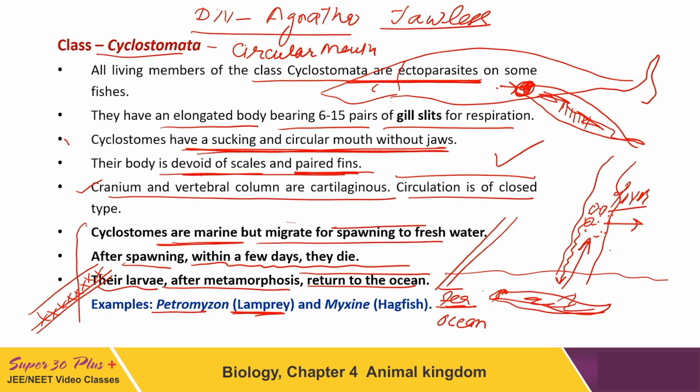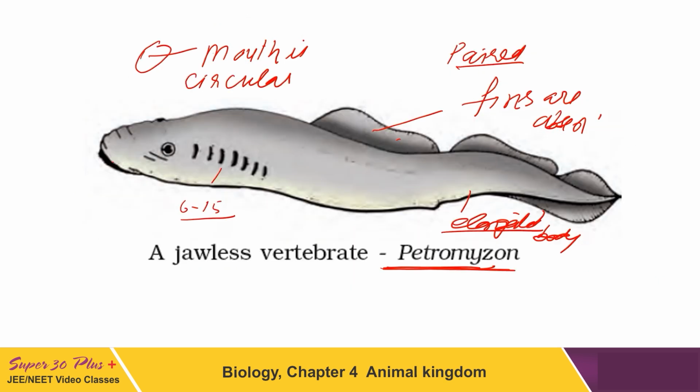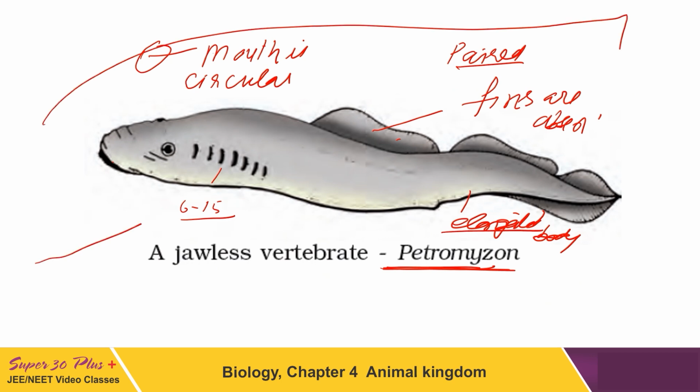The layman's name is lamprey, and this is Myxine, also known as hagfish. And this is the example of this. Children, this is the body of a large fish. This is the body of a large fish. This one is, okay, this is fish. These are the paired fins.